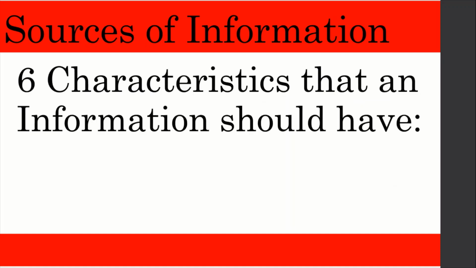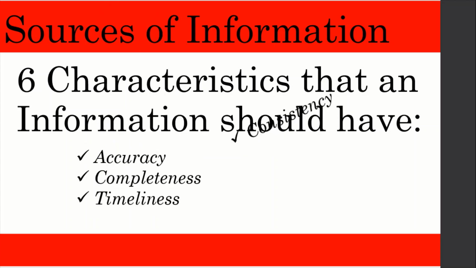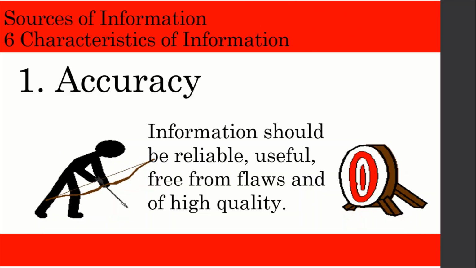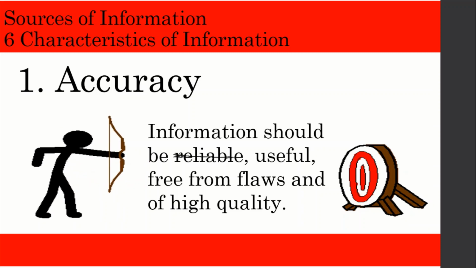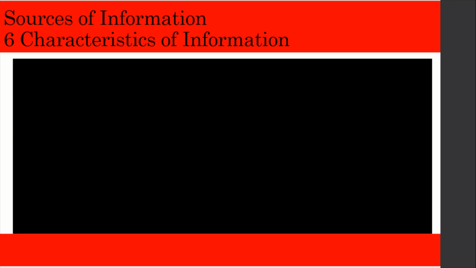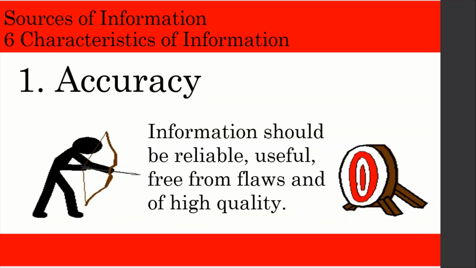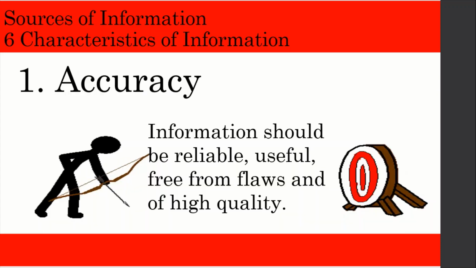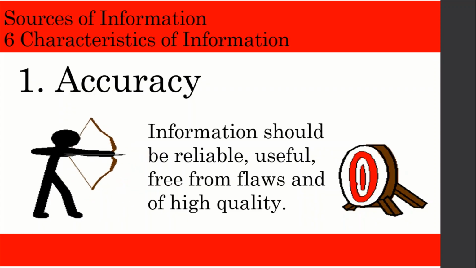Whether your source is primary, secondary, or tertiary, it is important that it gives information with qualities like accuracy, completeness, timeliness, consistency, relevance, and uniqueness. Accuracy. As a reader or researcher, we always look for materials that will provide exact or accurate information or details. Sources with accurate and error-free information are always reliable.